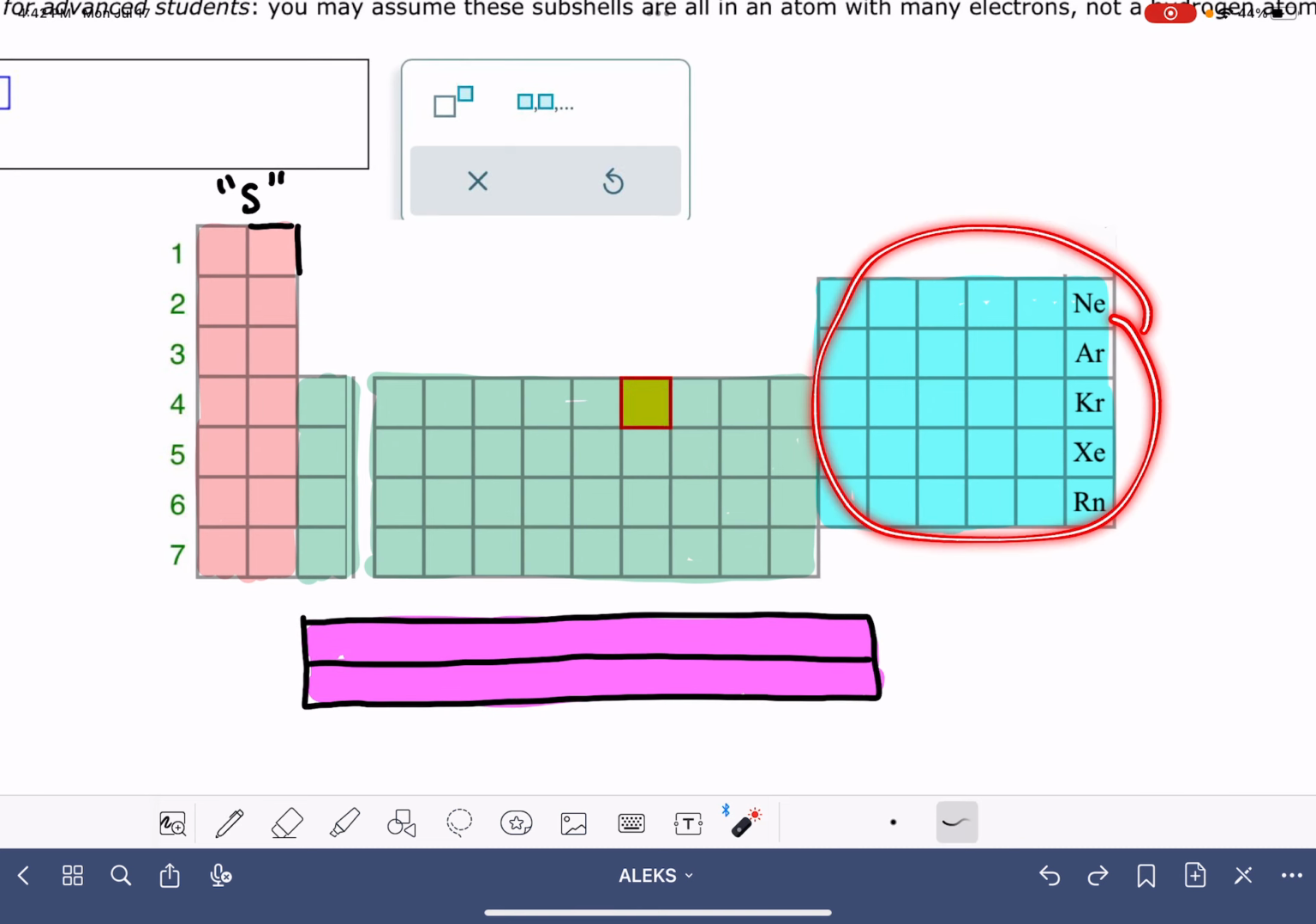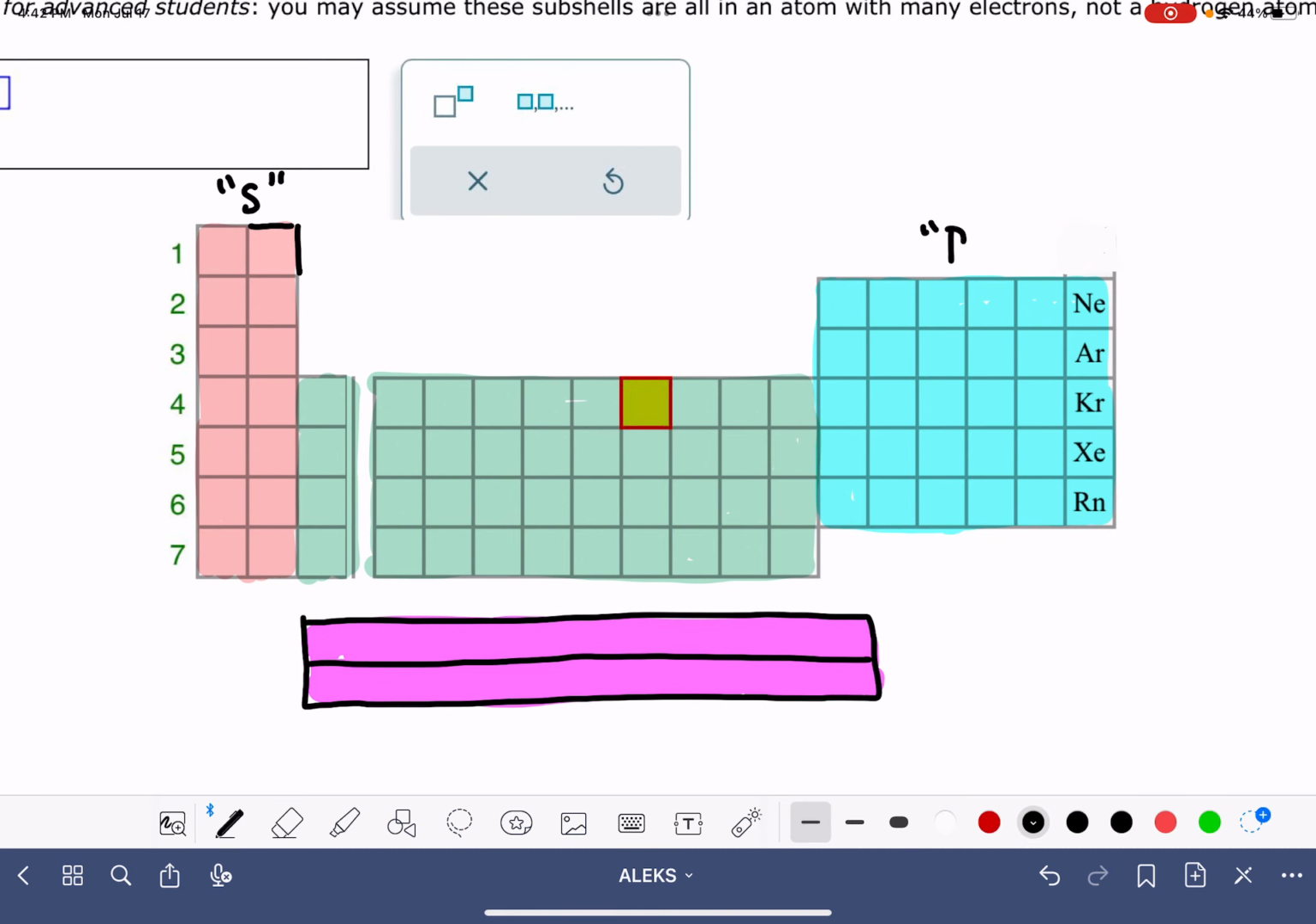This part of the periodic table corresponds to the p orbitals. The stuff that is in green corresponds to the d orbitals, and then the stuff down here in this purple color corresponds to the f orbitals.